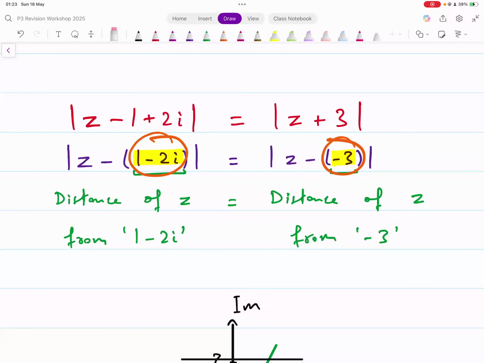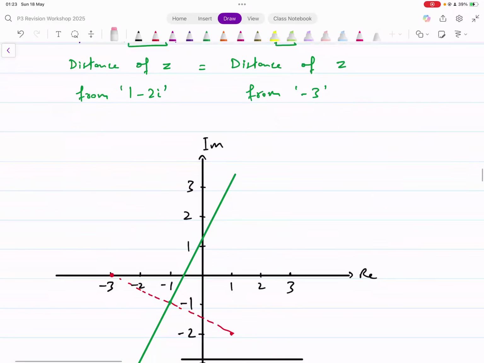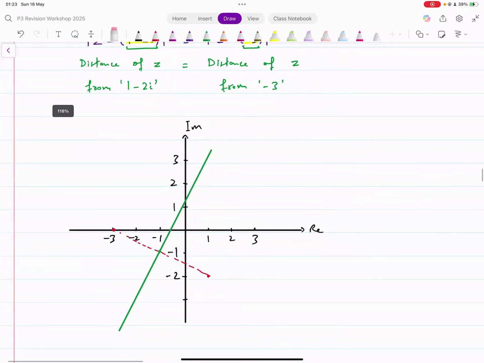We're saying z is such that its distance from 1 minus 2 iota is equal to the distance of z from this point. Now we're talking about 2 points. We're not talking about 1 point anymore. We're talking about distance from 2 points. Distance from 2 points is equal. What kind of locus is that? That's a perpendicular bisector. What we do is we mark these 2 points. One point is minus 3 and the other point is 1 minus 2 iota.